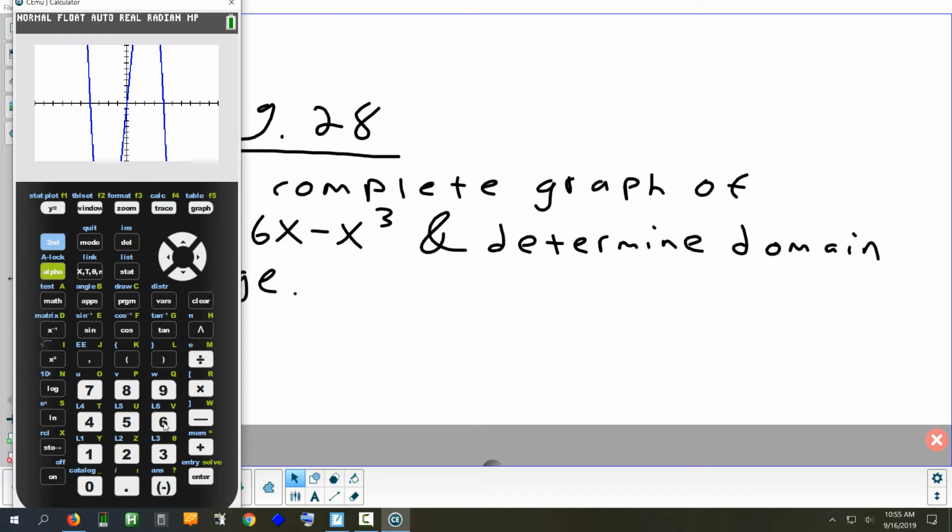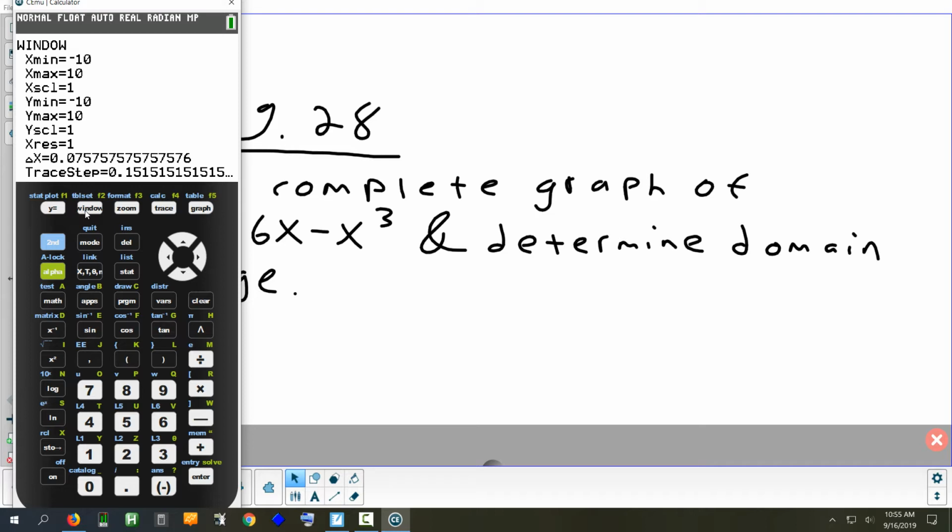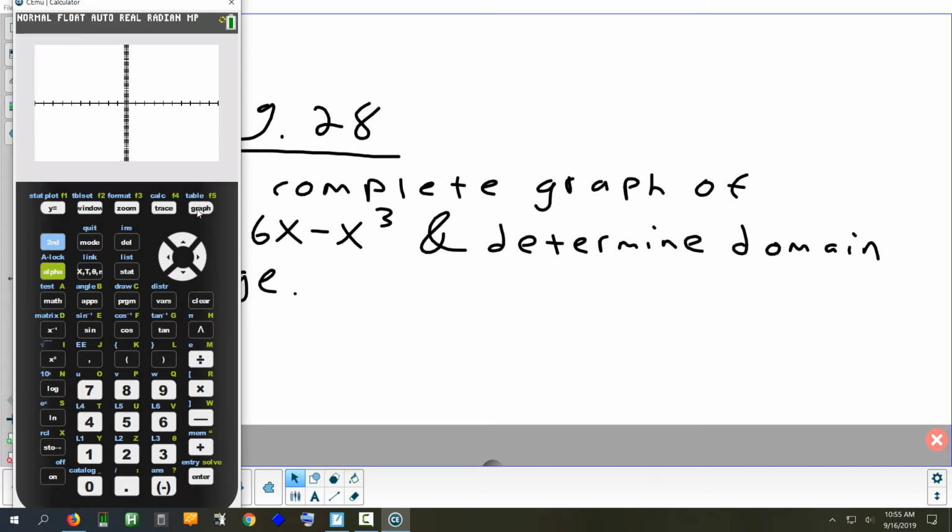No, because remember, a cubed graph can turn how many times? Twice, one less than the highest exponent. I can see it's turning, but the turns are off the screen. So since they're off the screen up and down, let's try making that like -40 to 40. And you could try other values. I'm just guessing. Actually, that's fine. So that's a good window.